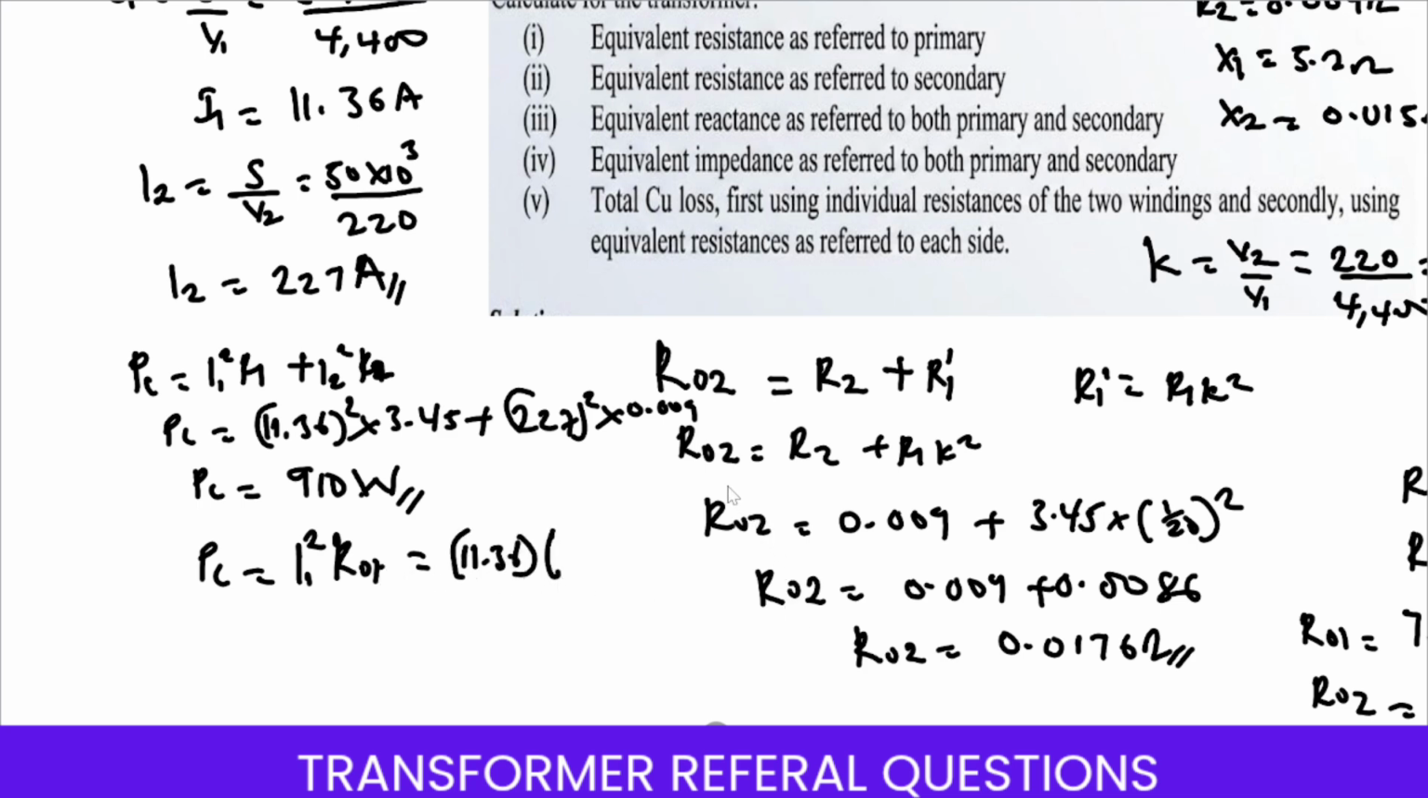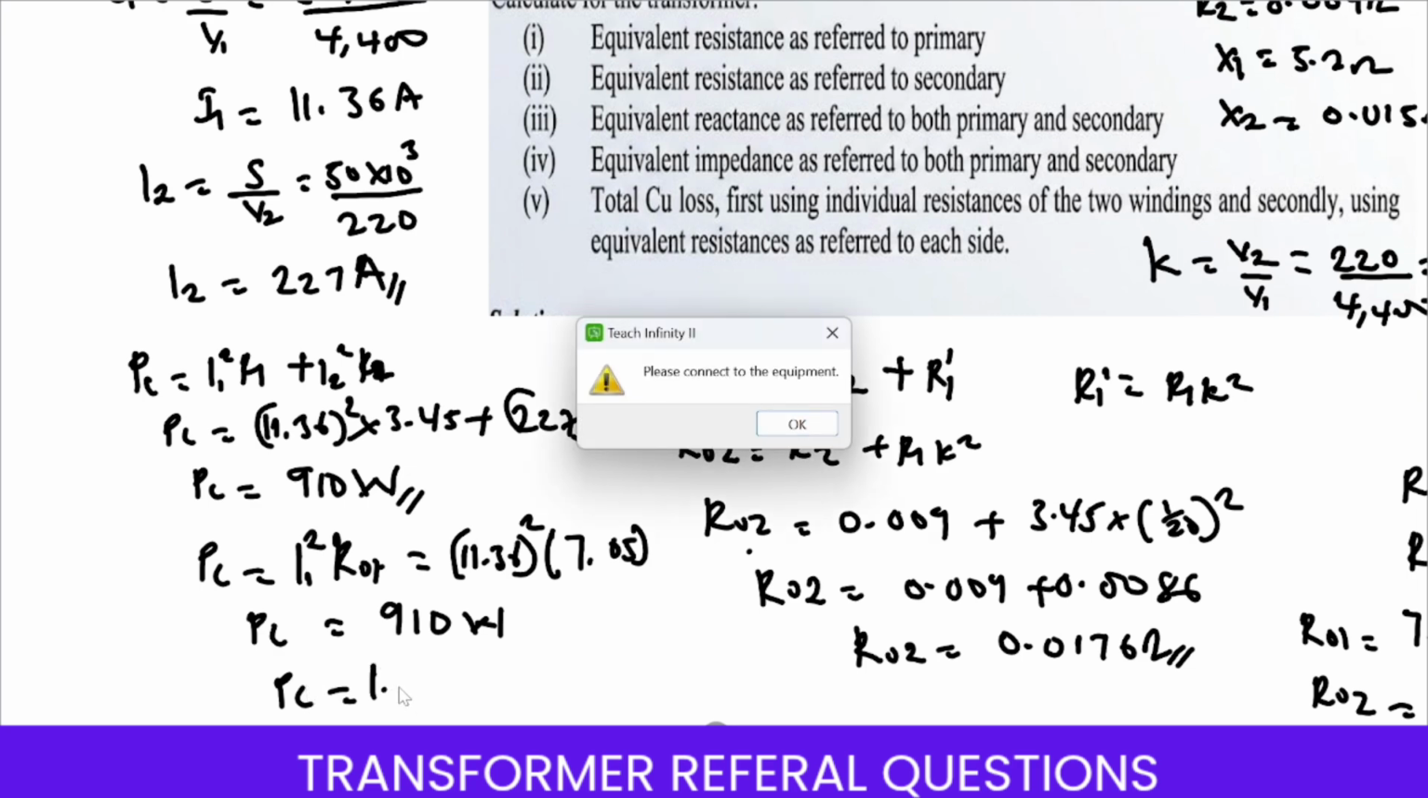Let me check my value for R01, which was stated earlier. R01 is 7.05 ohms. So here we still get the copper loss to be a very nice value: 11.36 squared times 7.05 will also give us 910 watts. You can also get a value that is close to it, that's fine. You get 909.99. That's okay.